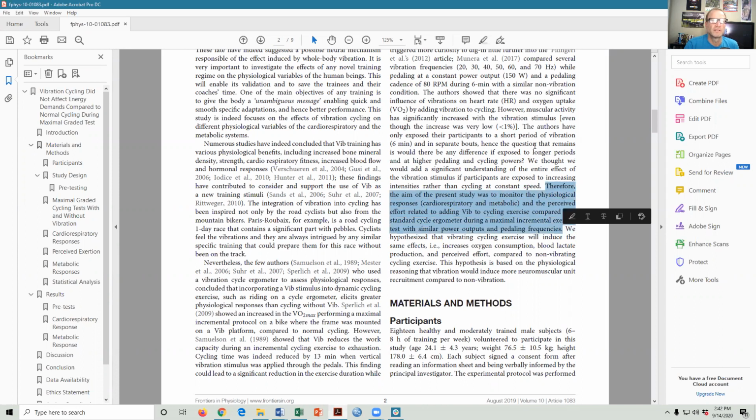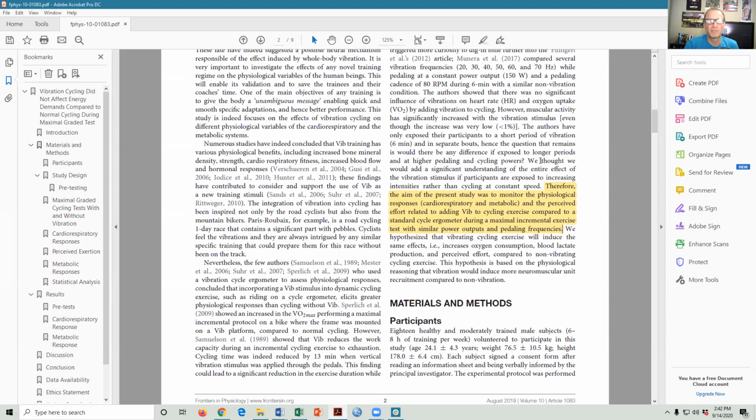All right, I'm going to highlight that. Therefore, the aim or the purpose of the present study was to monitor the physiological responses, cardiorespiratory and metabolic, and the perceived effort, so RPE, related to adding vibration to cycling exercise compared to a standard cycle ergometer during maximal incremental exercise tests, or GXT, with similar power outputs and pedaling frequencies. All right, so this is interesting to me.